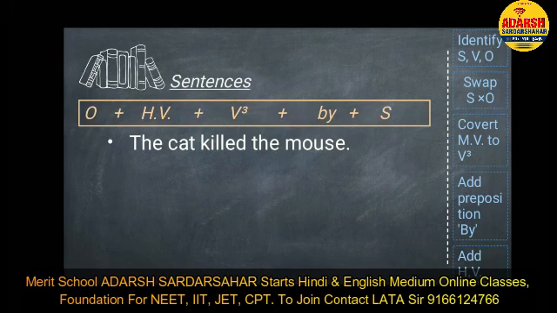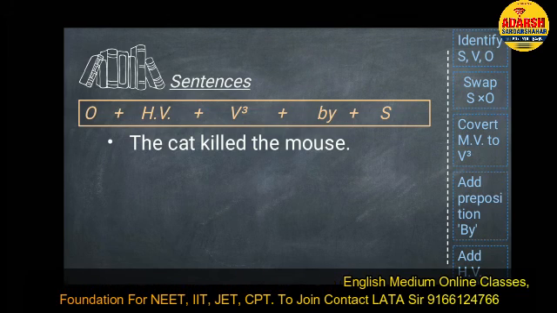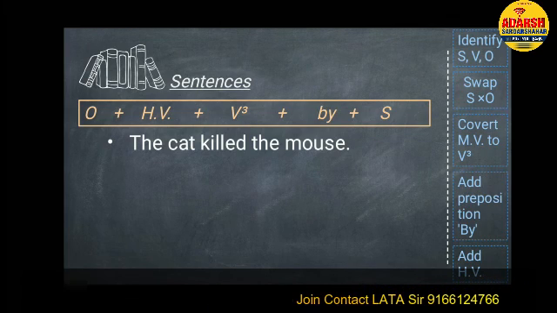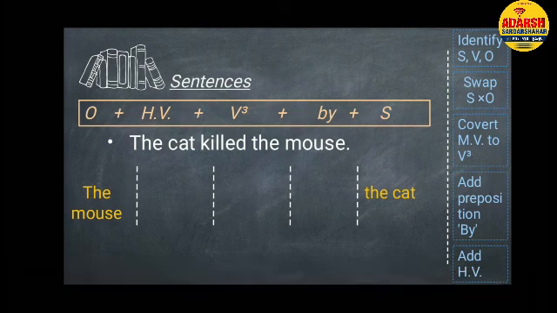So let's check out its formula. You can see here the formula, which is object plus helping verb plus verb's third form plus by plus subject. Let's go towards our second step, which is swap subject to object and object to subject. So here we put our object in the place of subject and subject in the place of object. Now let's go towards our third step, which is convert main verb to the verb's third form. So we use here the third form of killed, which is killed.